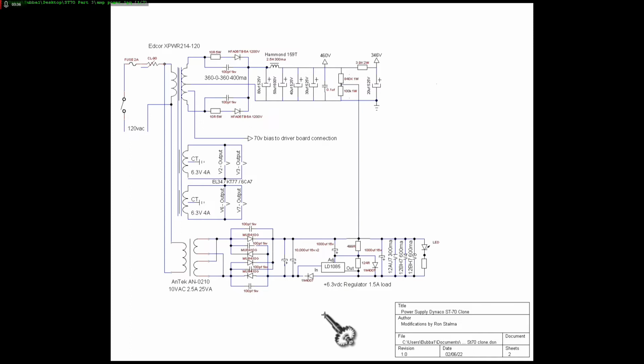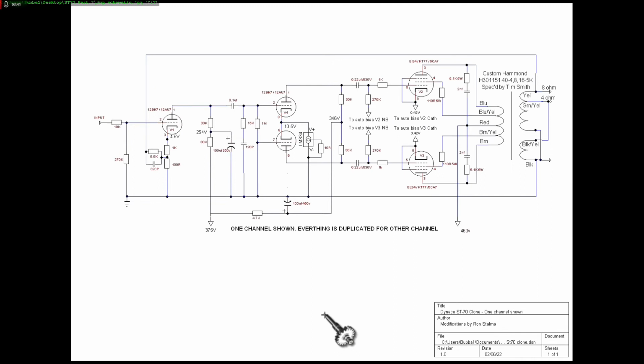Well, let's look at the schematic for the amplifier itself. Now, this is just one channel shown here, and I redrew the tubes for the hi-fi schematic, so it's basically the same as what you get when you buy the board. Except this transformer, again, was a custom transformer spec'd by Tim Smith, and we have 4 and 8 ohms.